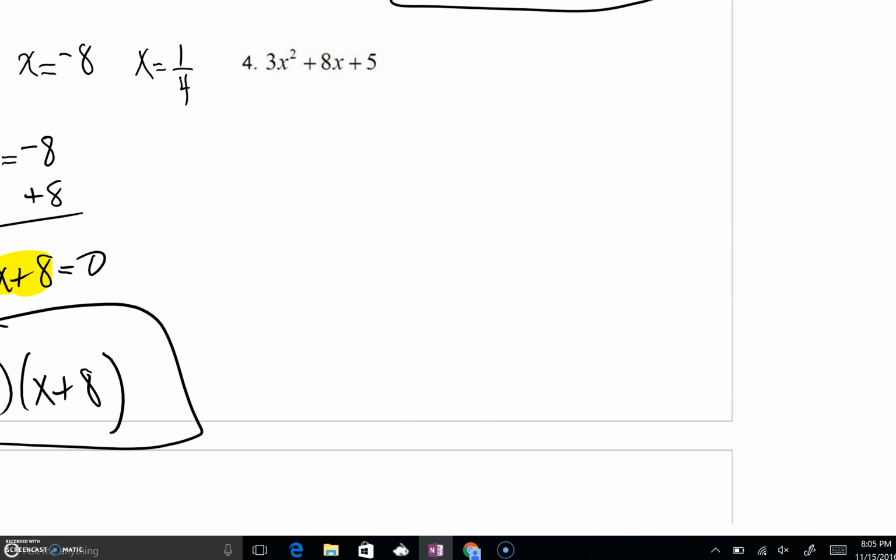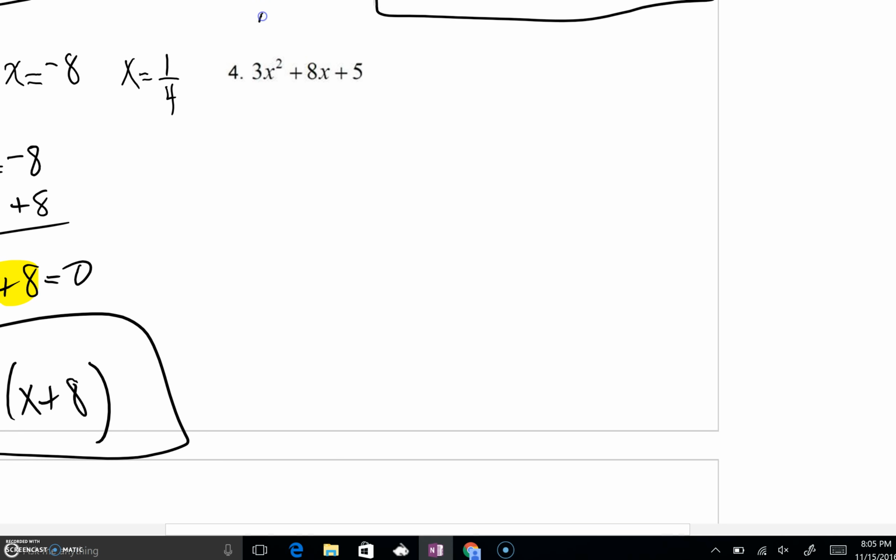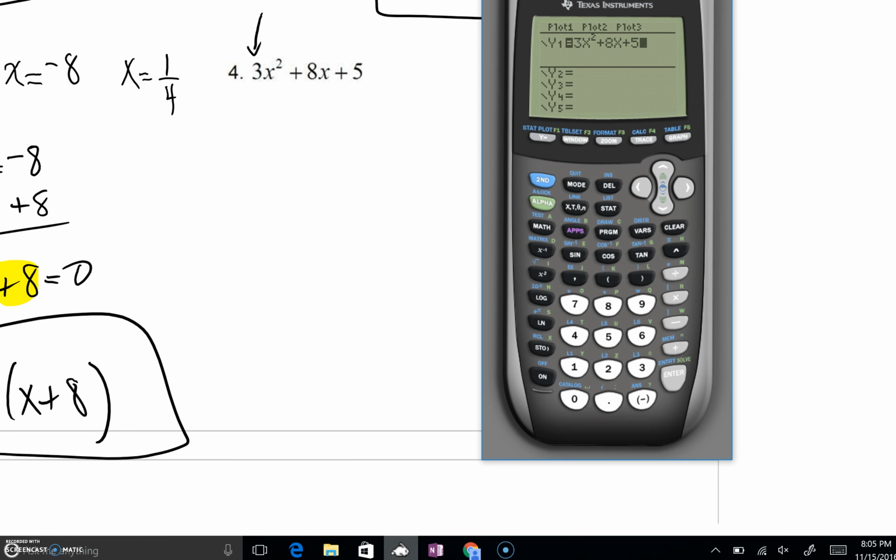Okay, problem 4, continuing at the factoring where your lead coefficient is not a 1. You can see your lead coefficient actually here is a 3. I've already typed in that expression into y1. So you've got 3x squared plus 8x plus 5. When you hit graph, this might be getting a little bit tight right here. You might be thinking, oh gosh, this is really looking a little bit confusing here.